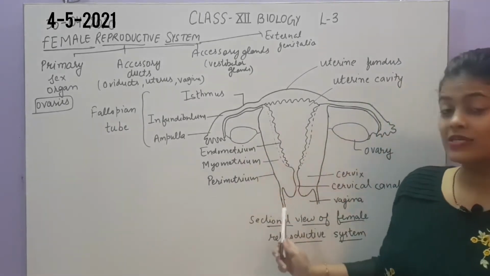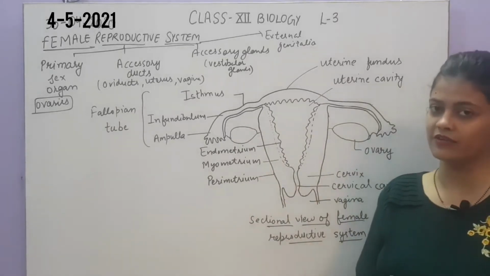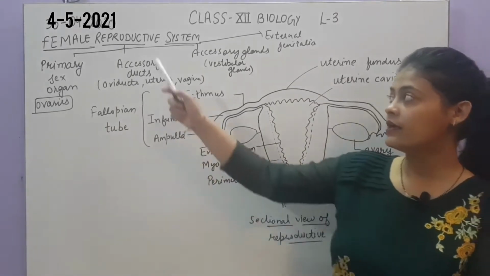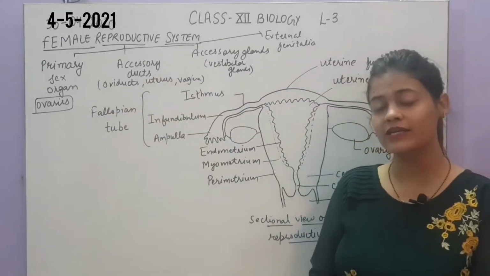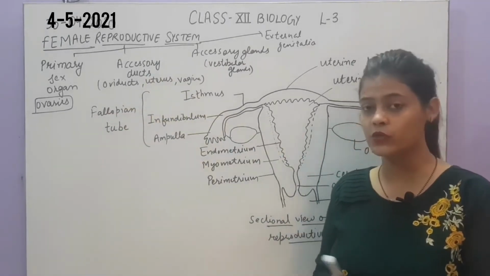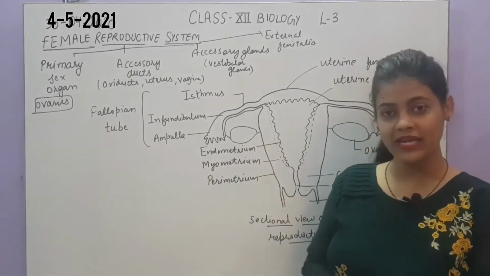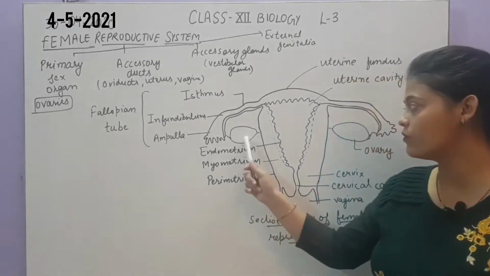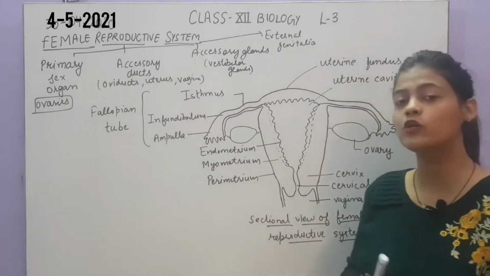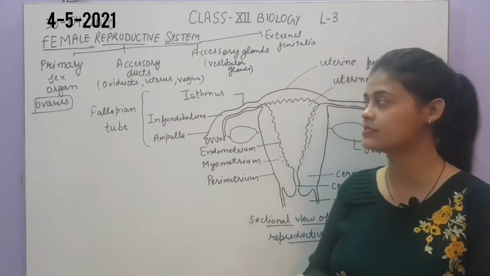So I have shown you a sectional view of the female reproductive system. In this there is the primary sex organ, like in the male reproductive system it was the testes. In females it is called the ovary. Testes were paired, similarly ovaries are also paired. There are two ovaries present in females.